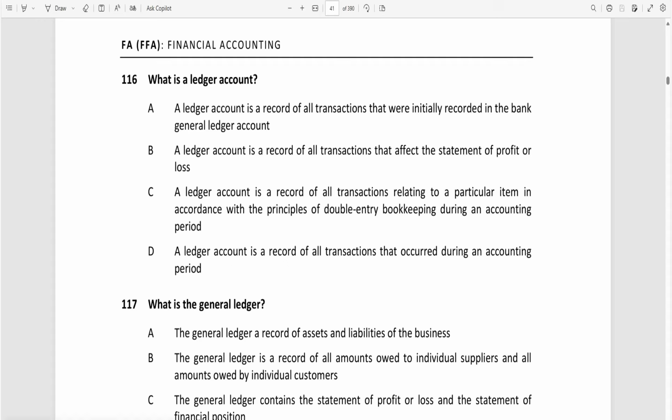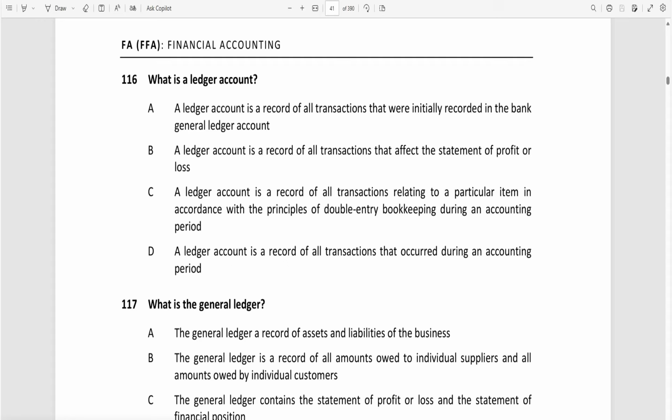The second statement is a ledger account is a record of all transactions that affect the statement of profit or loss. Basically, this applies only to the income and expense accounts, not to all the ledger accounts. In the ledger, there are not only items that affect the P&L, but also certain items that will be shown in the balance sheet, right? Assets, liabilities, equity. So B is also incorrect. Moving to option C.